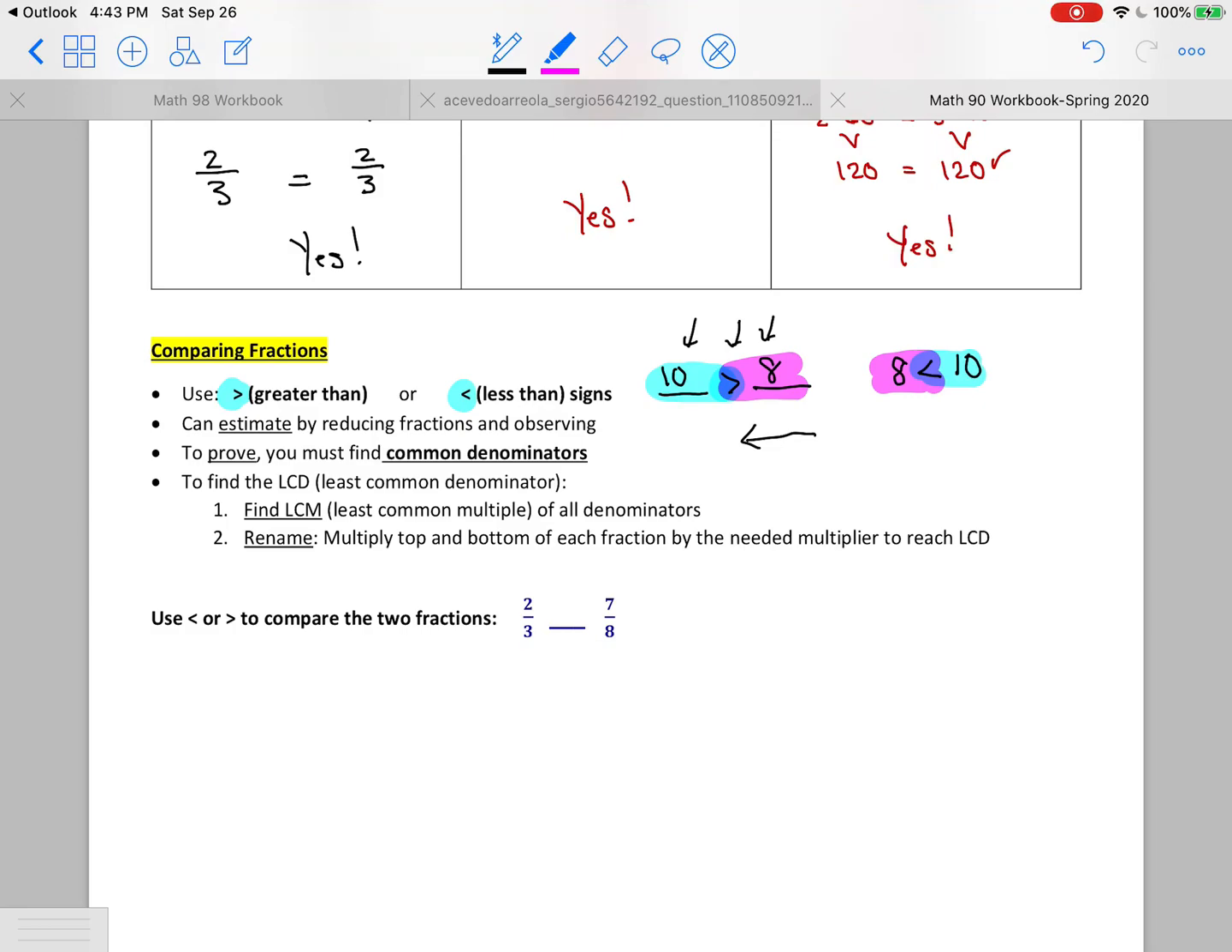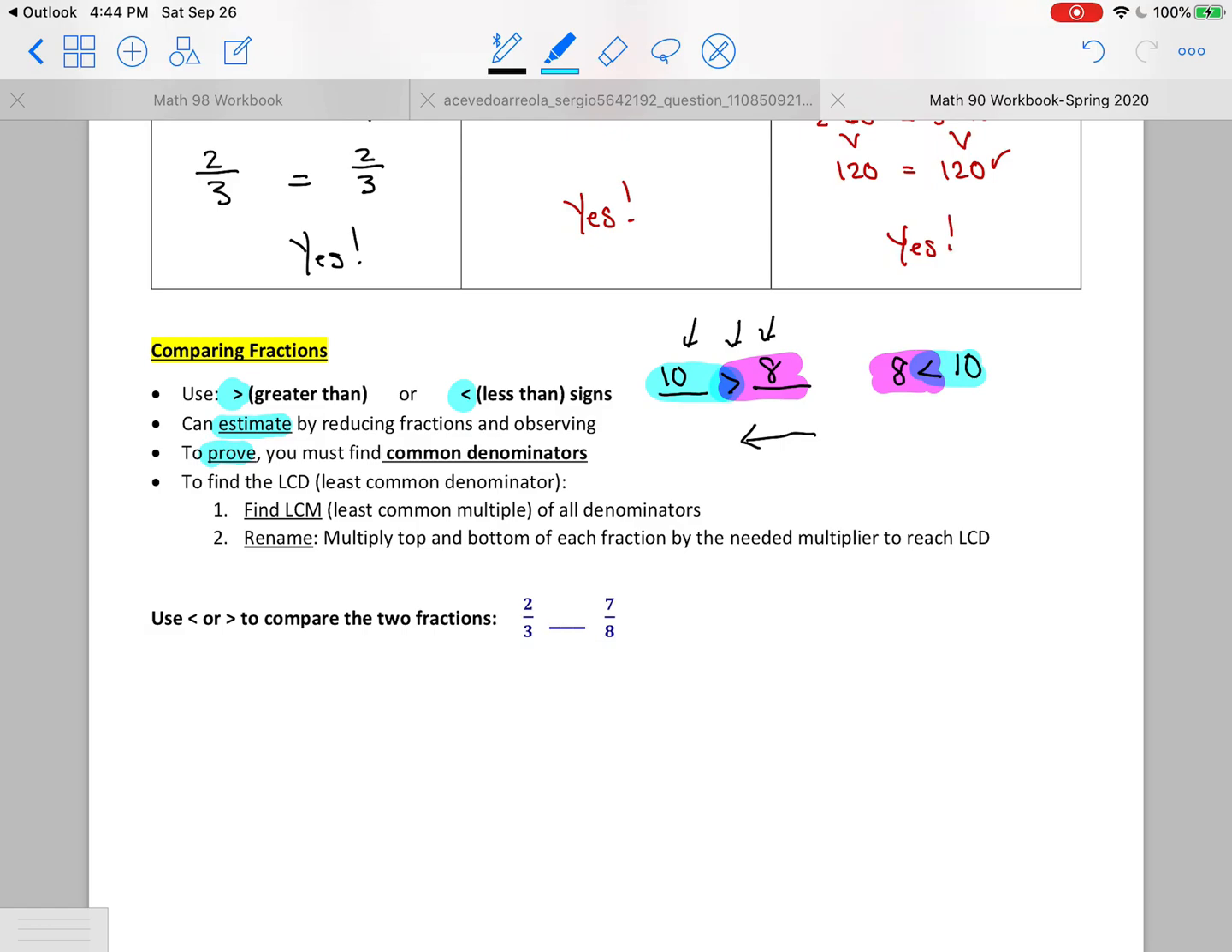Okay, guys, so when we're comparing two different fractions or more than two fractions, sometimes we're asked to compare lots of fractions. We can estimate by reducing the fraction and observing, but that's not always accurate. We can do an estimate, but a lot of times it's not really proving it. In order to prove it, we have to find common denominators.